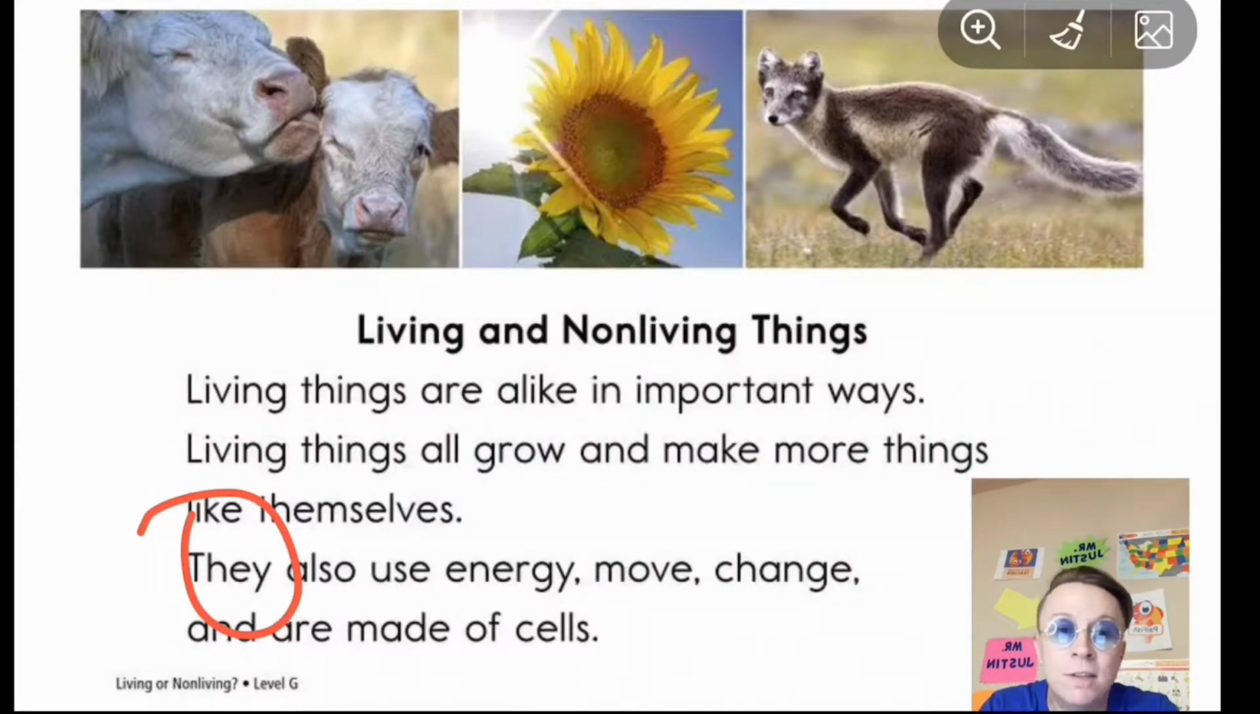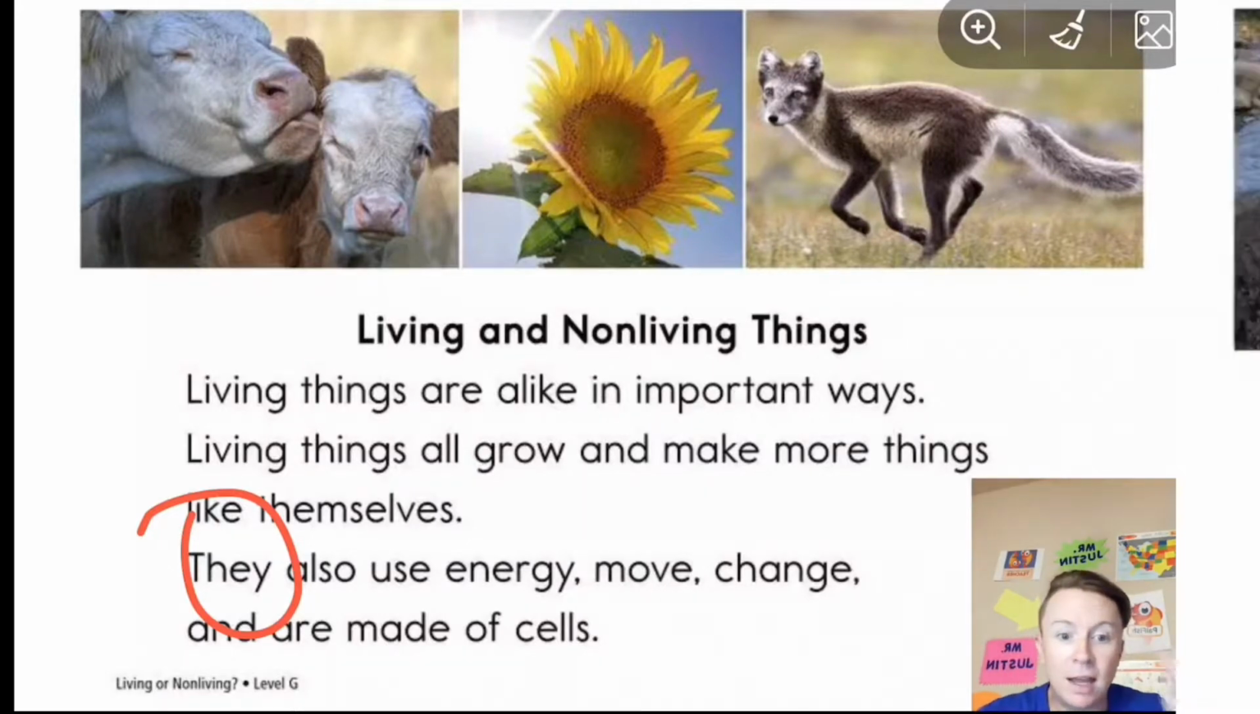And they are made of cells. Living things are made of cells. I'm made of cells. My glasses are not made of cells. They are not made of cells. Okay. And what else is not made of cells? What is just plastic. It's not made of cells. Okay.